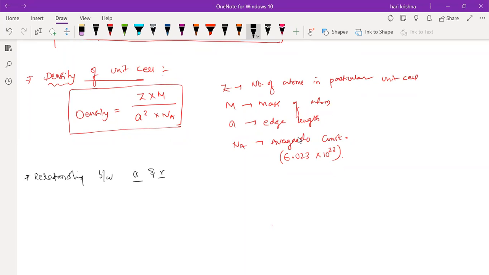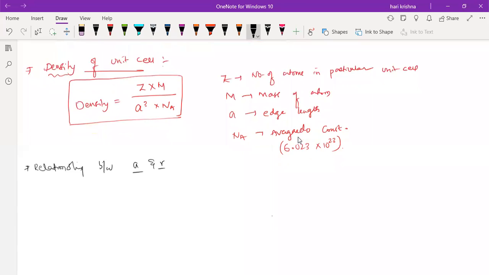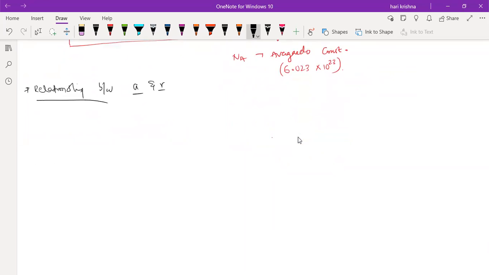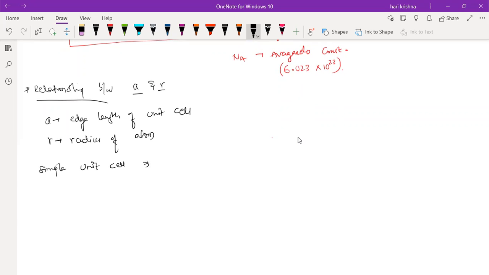Anyone? Yes, sir. A is the edge length of the unit cell. R is the radius of the particle, the radius of the atom. In the case of a simple unit cell, what is the condition? A is equal to 2R, sir. A is equal to 2R. You have to remember these conditions compulsorily.